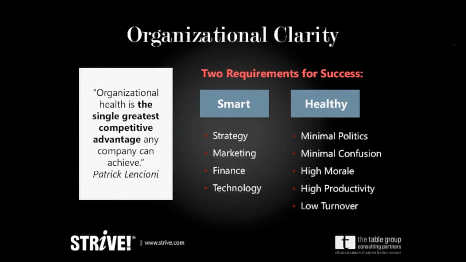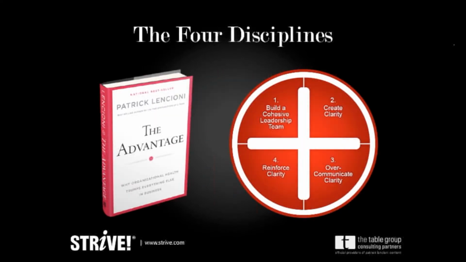Absolutely. And Patrick, in The Advantage, talks about the fact that if we help organizations get better at this healthy side, the culture side, then that becomes the multiplier effect for the left column, which is the smart side. Yeah, so let's go further on this one here. We talk about organizational health being smart and healthy. Well, how do we do that? Pat talks about in his book 4 disciplines that we need to insist upon in our organizations.